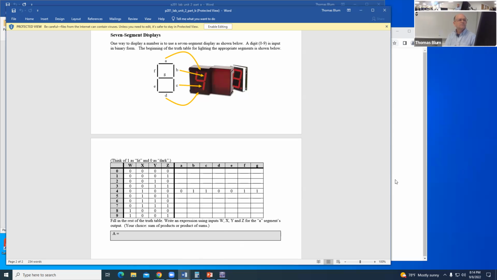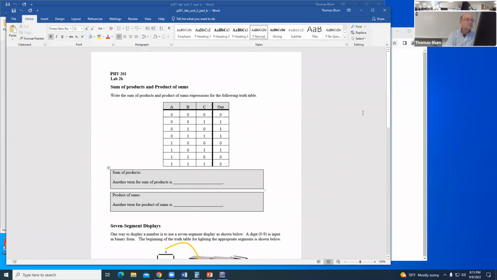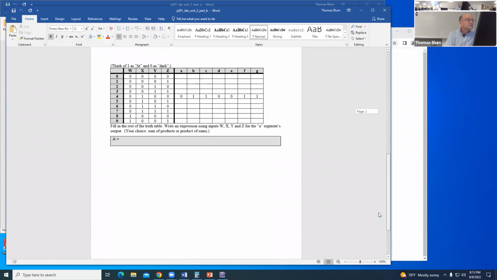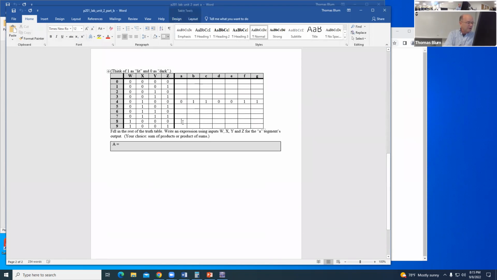So would 8 be all ones? 8 would be all ones because everything's lit up. So you made the choice for me. So this is all ones. I didn't enable editing, so I can't do it. Okay. So 8 is all ones because everything's lit up. All the segments are lit up in an 8.